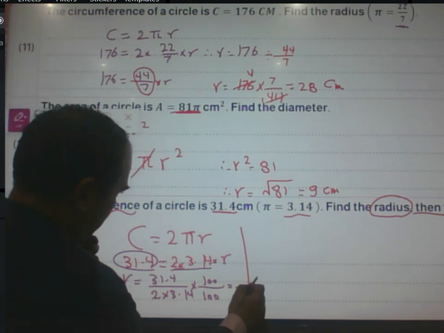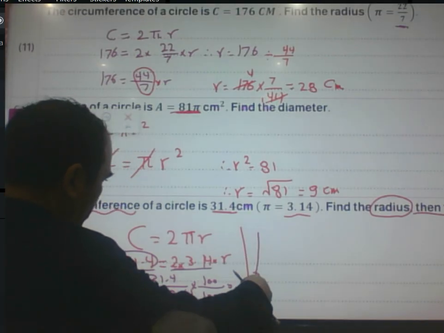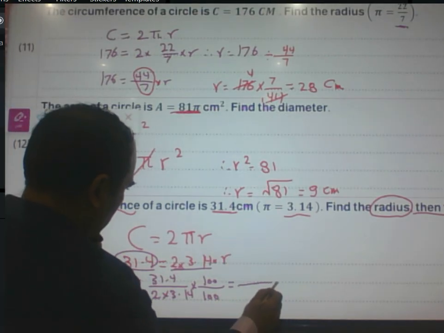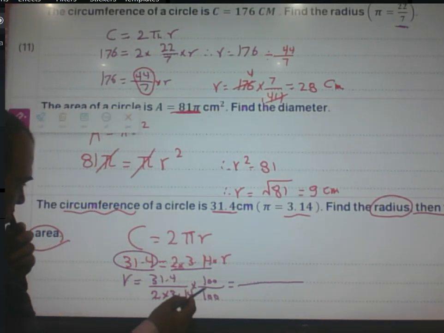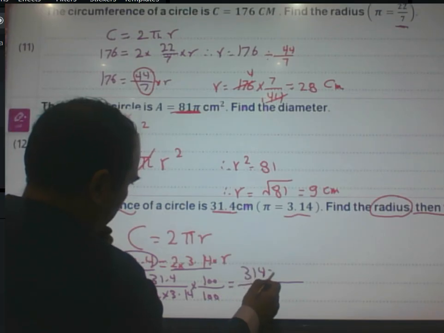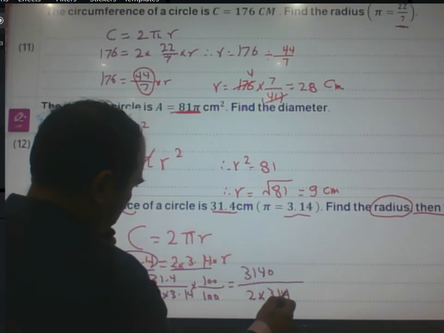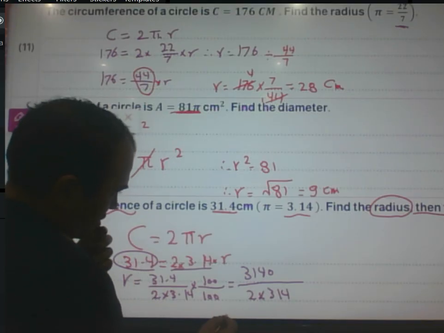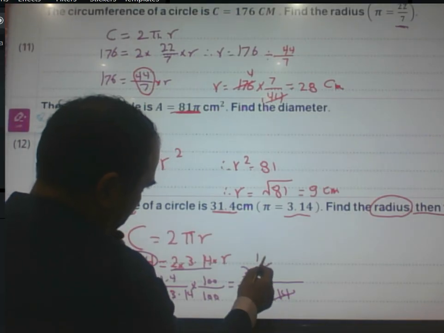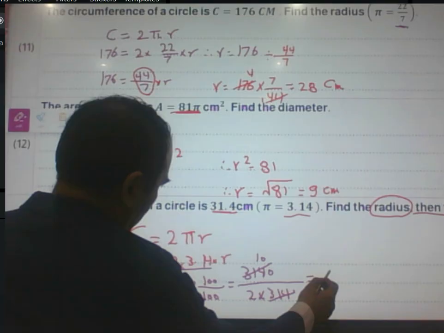Then we have up here the result will be, okay, the answer will be, what, we move the point. It will be 3, 1, 4, and 0, and here 2 times 3, 1, and 4. 314 divided by that number will be 10. 10 divided by 2 is 5.